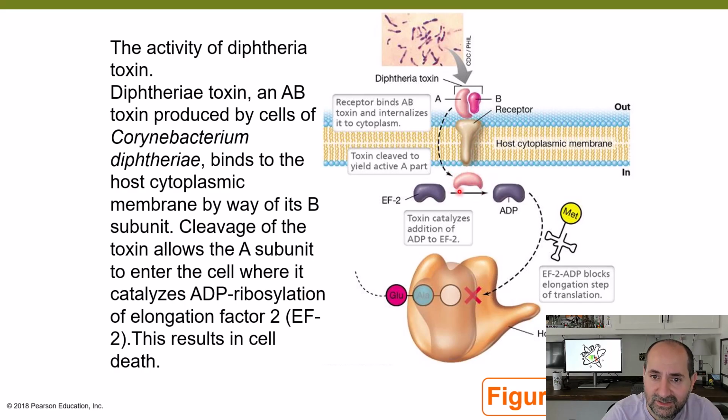And what does the active portion do? What does the A portion of the toxin do? Well, it finds elongation factor 2, and it will ADP ribosylate this elongation factor 2. And unfortunately, when elongation factor 2 is ADP ribosylated like this, it's not able to aid in elongation, and it actually blocks elongation, and this leads to host cell death.